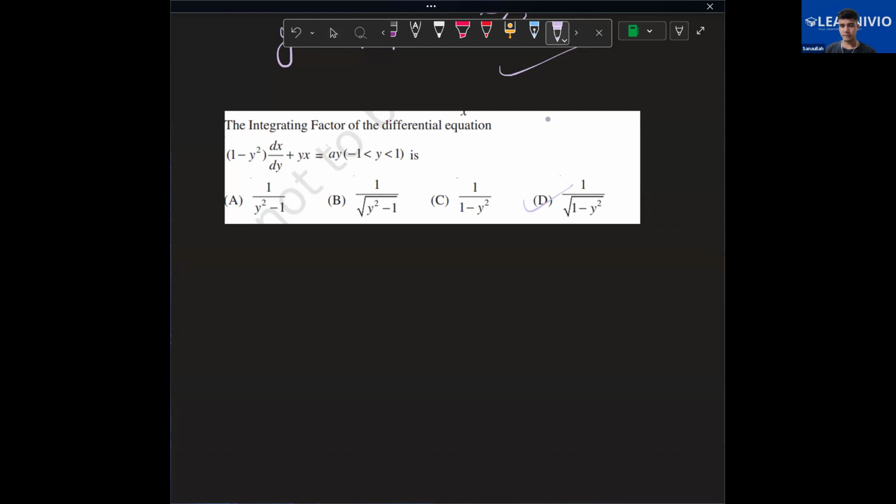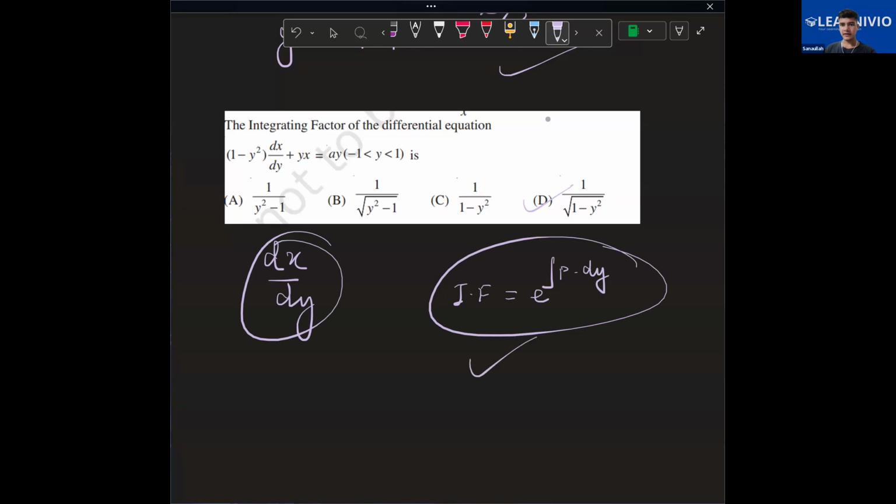Sir, D. ठीक है। The important thing is here you have dx by dy, so your integrating factor will be e power integral of P dy. Okay, this is your integrating factor. ठीक है? The integrating factor will also change according to your differential equation. जिसके रिस्पेक्ट में डिफरेंशिएट करना होता है, you have to integrate with respect to that only. Is it clear? Yes, sir.